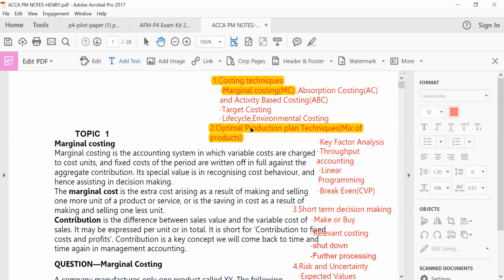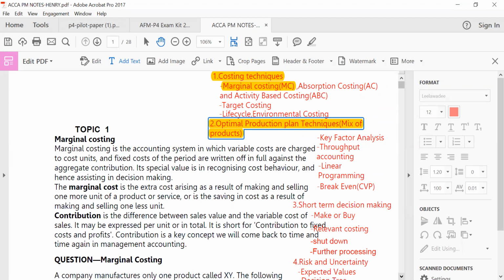So based on the different techniques that we have, sometimes you might be in a dilemma as to the number of units to produce and sell. So we have the main heading, optimal production plan techniques, also called the mix of products. We have techniques like key factor analysis. Key factor analysis will help you determine the number of units to produce and sell. Then you have the next one, which is throughput accounting. Very important topic. We have the next, linear programming, and the last, break-even or cost volume profit analysis. So that ends the second umbrella of topics.